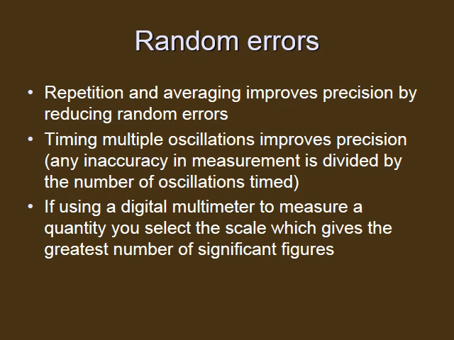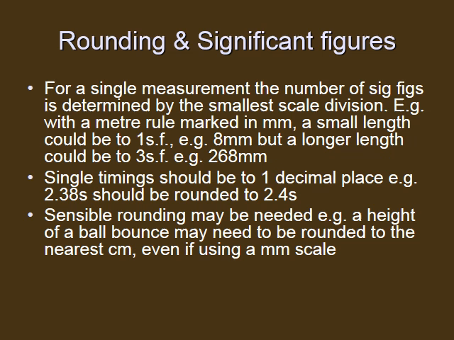Another example, if you're using voltmeters or ammeters or measuring something with electricity, if you're using a digital multimeter to measure a quantity, either voltage, resistance, or current, you select the scale which gives you the greatest number of significant figures. That helps reduce random error because it reduces the sensitivity of the device, and reducing sensitivity means that it's not as sensitive to the random errors associated with the experiment.